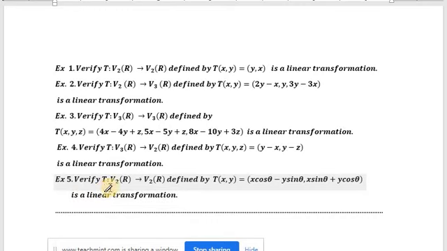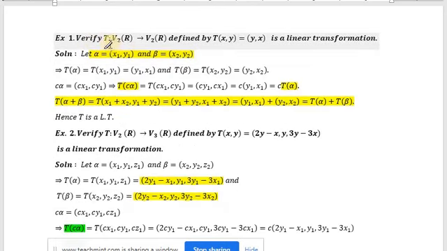Problem 5, verify T from V2(R) to V2(R) defined by T of (x,y) is equal to (x cos theta minus y sin theta, x sin theta plus y cos theta) is a linear transformation.